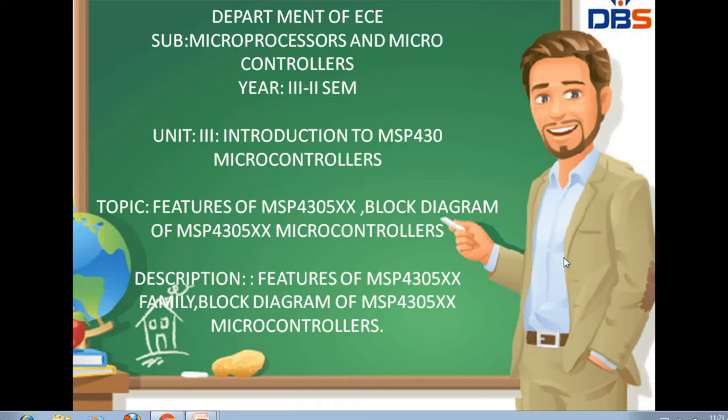Today we are going to discuss the features of the MSP430 family and a block diagram of the MSP430 family. In this lecture I am going to deliver only a few blocks which are present in this block diagram, and the remaining session will be in the next part. As we have already seen, based on the different RAM and ROM categories, we have divided the MSP430 families. Today we are going to discuss the MSP430 families and their features.